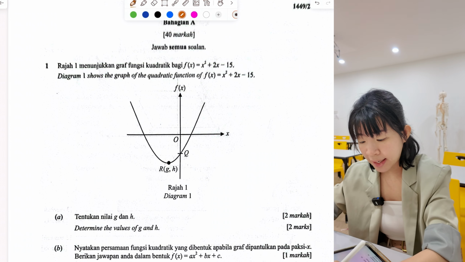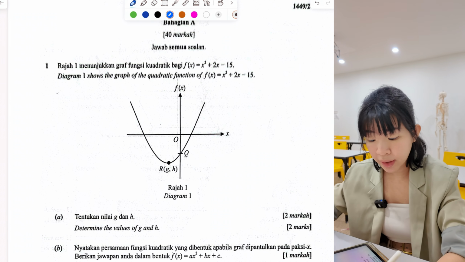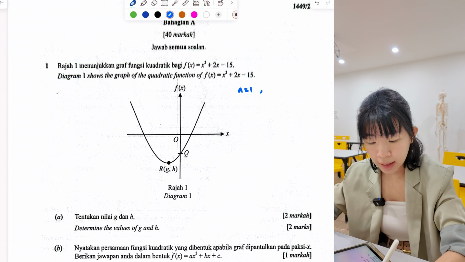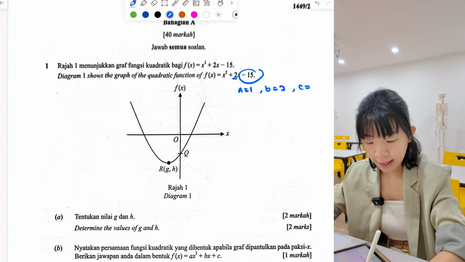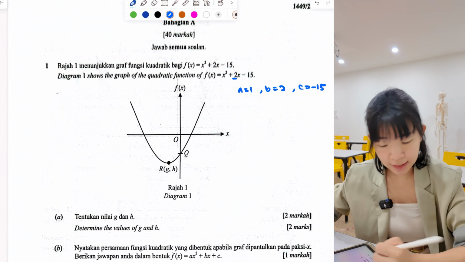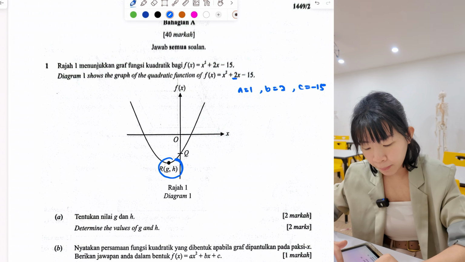Okay, first we have to identify the a, b, and c from the quadratic function. The a is the number in front of x squared, which is 1. B is the number in front of x, 2. C is the number behind, which is negative 15. Okay, so to find g and h, the minimum point.